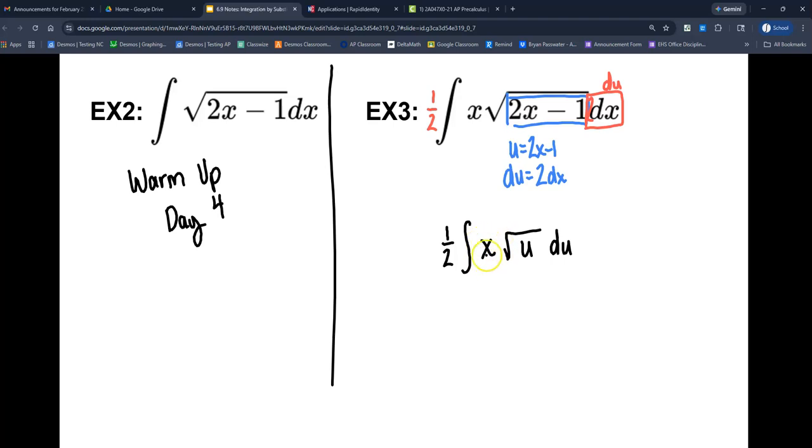This x has to go somewhere, but it's not part of the du, so it's not going anywhere that way. I can't pull it out because it's a variable. If it was a coefficient, that'd be fine. We could pull it out. But it's a variable. We cannot pull variables outside of an integral.